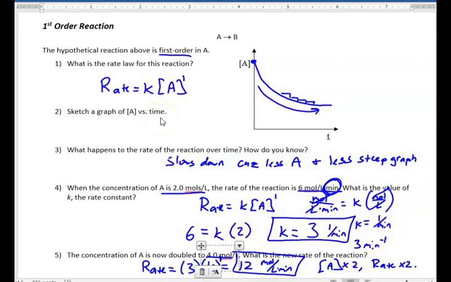And this is true for all first order reactions. Whatever you do to the concentration, you'll do the same thing to the rate. So if you double the concentration, you'll double the rate. If you triple the concentration, you'll triple the rate, and so on and so forth.